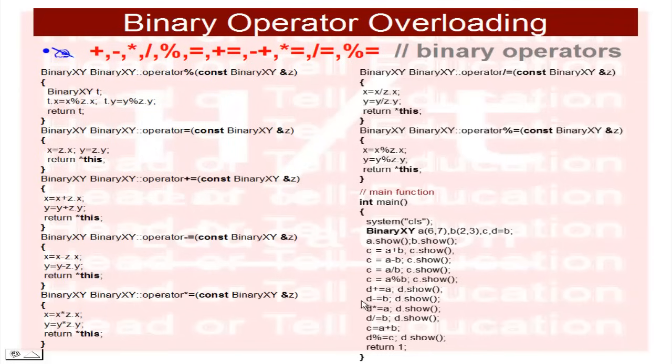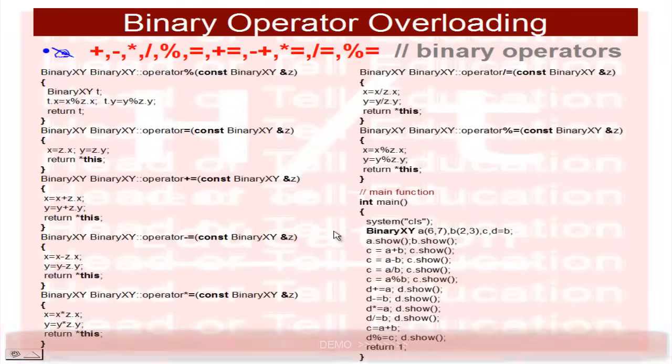Now using the other operators: d += a, so d.show, d -= b, so d.show. Like d *= a, d /= b, so this is again the other operators' special work. Now c = a + b, then d %= c, so d.show. So you have seen in this main function all standard operators working for my class in a normal way. So this is binary operators already.